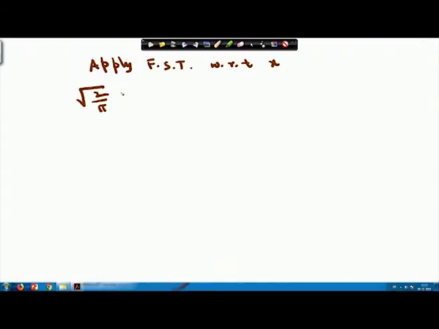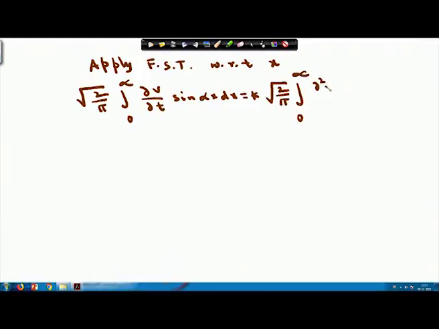So, the left hand side will be root over 2 by pi, integral 0 to infinity, del v del t into sin alpha x dx. This equals k into root over 2 by pi, integral 0 to infinity, del 2 v del x square into sin alpha x dx. So, the left hand side will be d dt of v bar s, because the integral root over 2 by pi, 0 to infinity, v sin alpha x dx is nothing but the Fourier sine transform of v, which we are denoting as v bar.